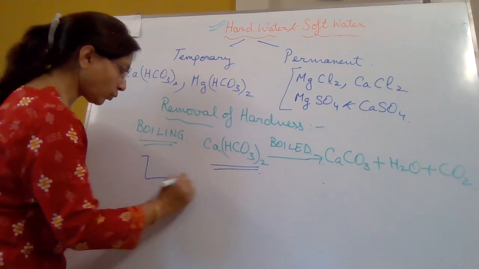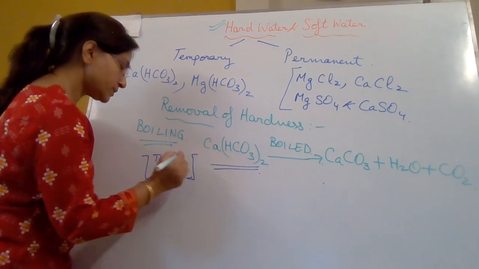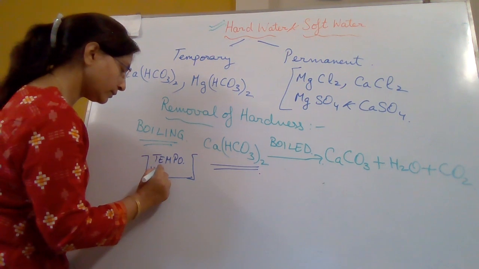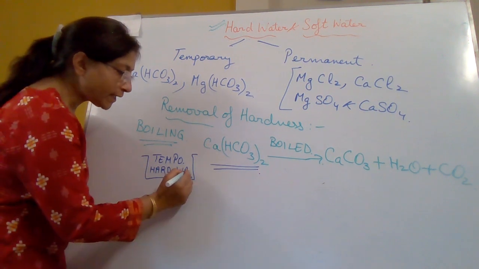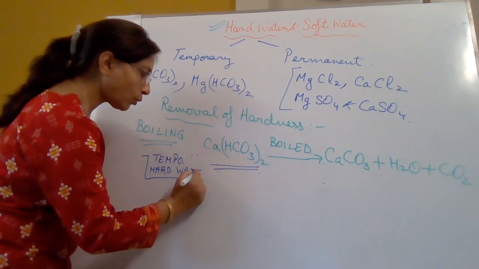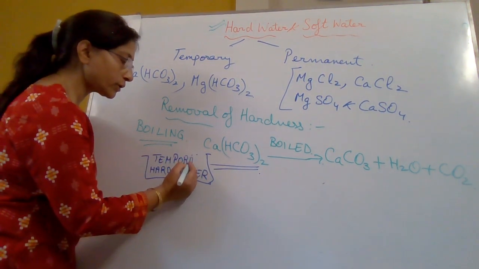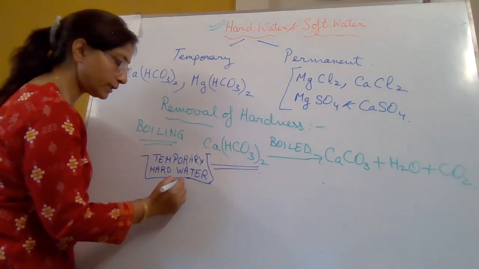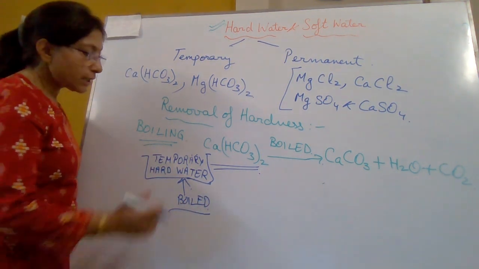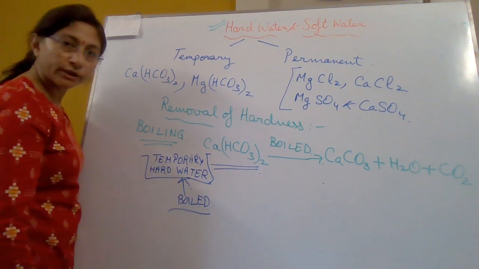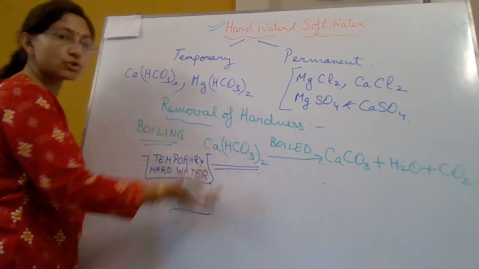Imagine that you have water which is temporary hard water. Okay, we are boiling this temporary hard water. What are we actually boiling? We are boiling this temporary hard water. This is getting boiled. Correct. Now obviously since this is temporary hard water, it is having bicarbonates of calcium and bicarbonates of magnesium.